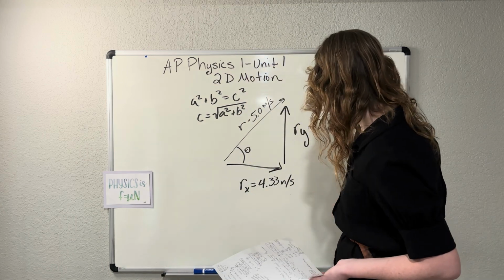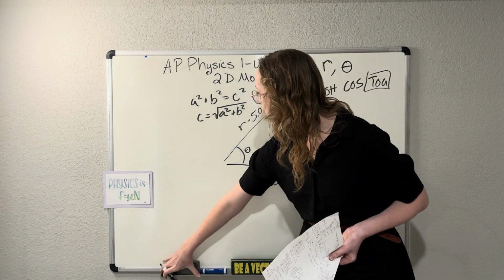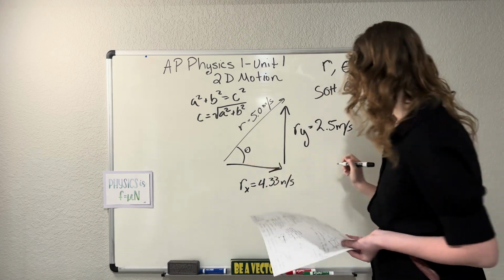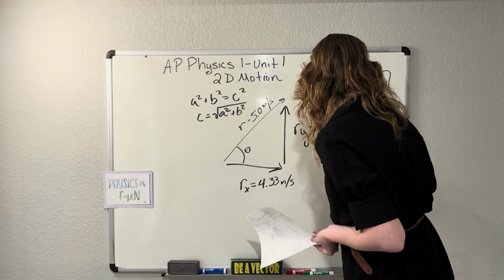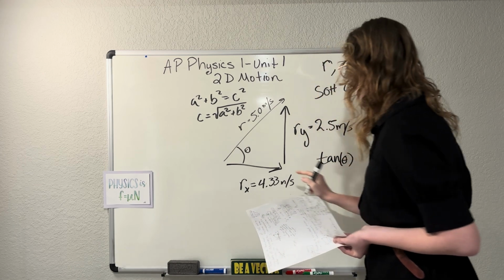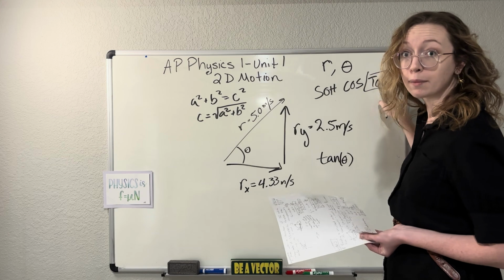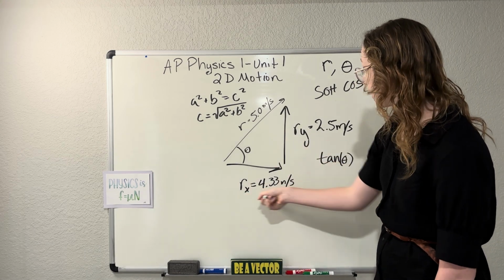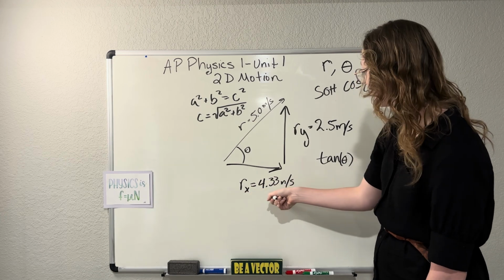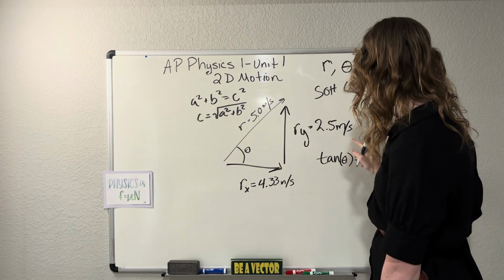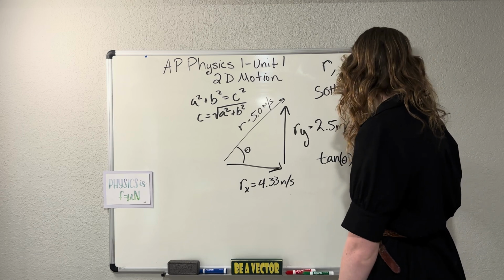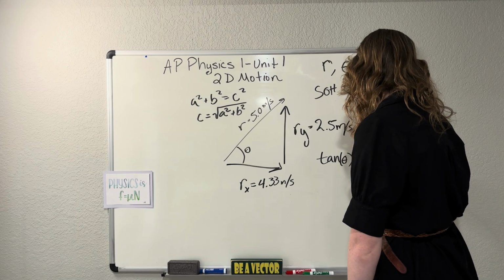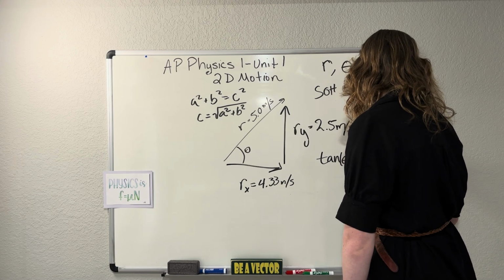So if we erase this here, just so I have room, I can set up an equation where I say, hey, the tangent of my angle here, theta, is equal to my opposite side over my adjacent side. So my opposite side here is r sub y, and my adjacent side here is my x component. So I have my y component, my opposite, or 2.5, over my x component, 4.33. Those are meters per second and meters per second.